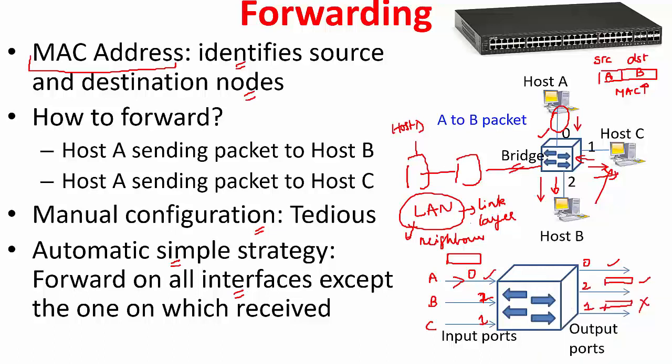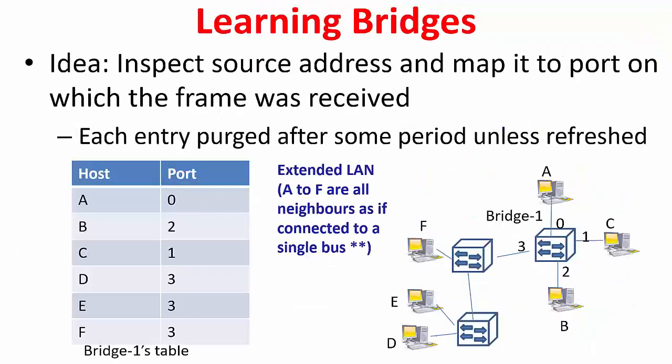Since this is not an efficient way of forwarding, let me show how you can do forwarding in a more efficient fashion. Before that, let me tell a few things. What is shown here is what is called an extended LAN. In this extended LAN, all these nodes are neighbors as far as the link layer is concerned. So one can imagine that this is equivalent to a single bus where all these nodes are there: A, B, C, D, E, F, and so on. This is the equivalence, but notice I put 2 stars. That means there are differences also. We will get to the differences shortly after I explain what these learning bridges are.